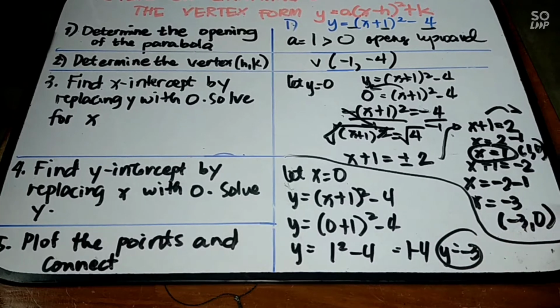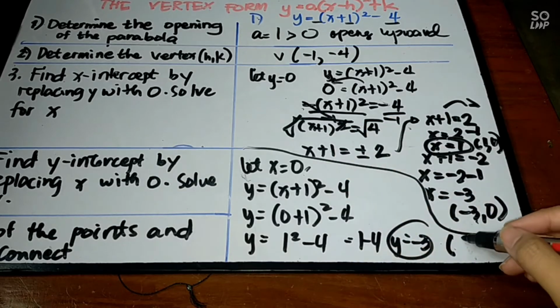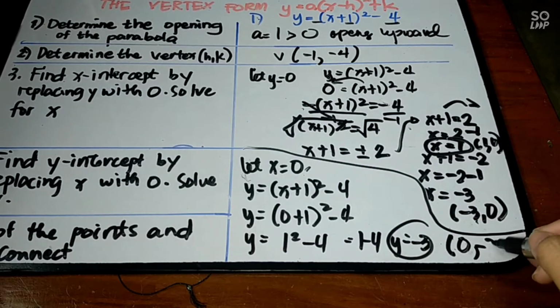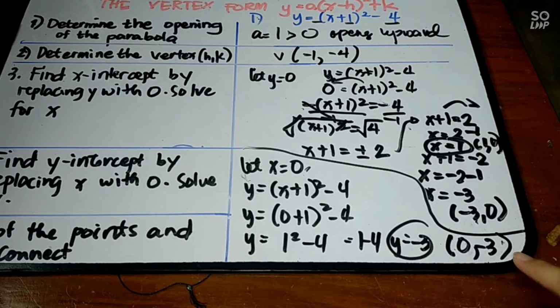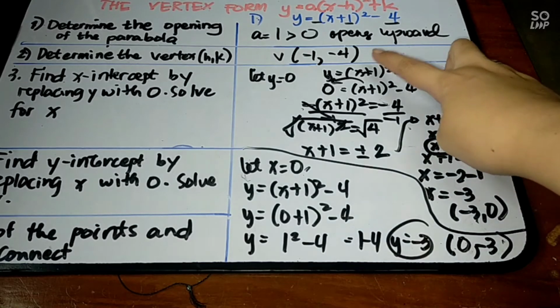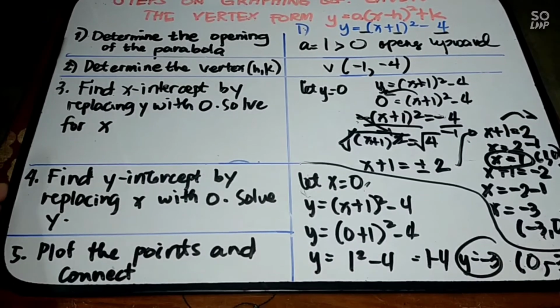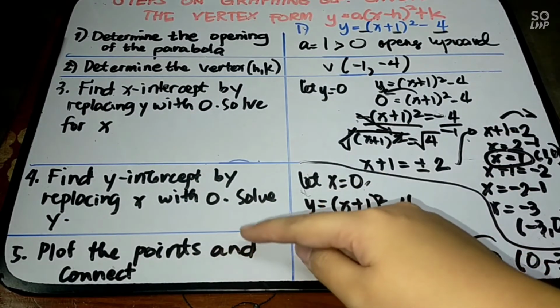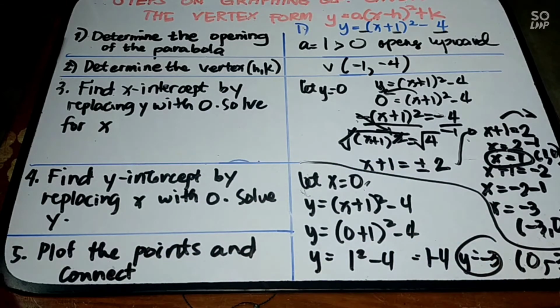That is it. So, since we have y-intercept, ang x mo ay 0 daw, then ang y mo is negative 3. So, meron tayo ngayong 1, 2, 3, and then 4. 4 na points na ipa-plot sa ating graph. Sabi dun sa step 5, we are going to plot the points and then connect. Is it clear? Now, let's move with graphing.